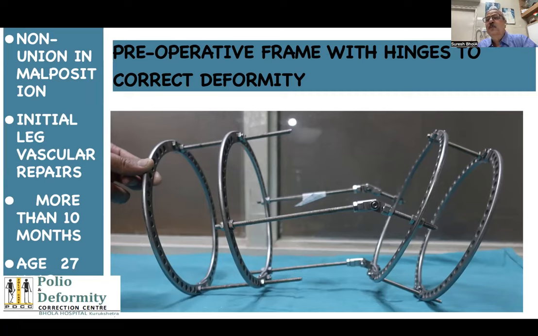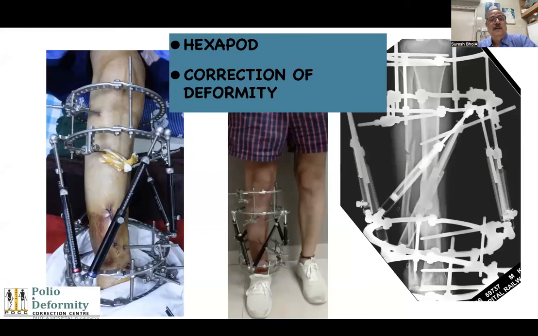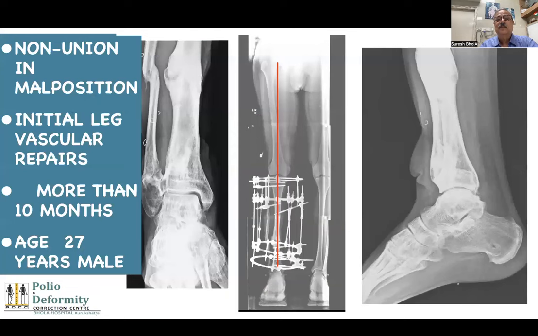And also preoperatively, I fix the rings in deformed position so that once the deformity is corrected, they are parallel to each other. After correcting the deformity with the help of hexapod, the limb is very well aligned, is bearing weight, and the fracture has united.